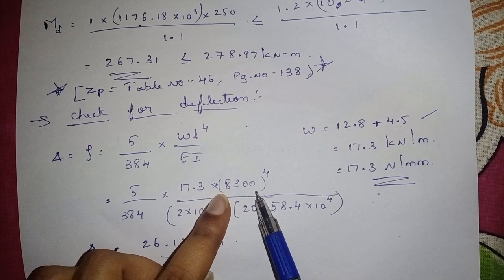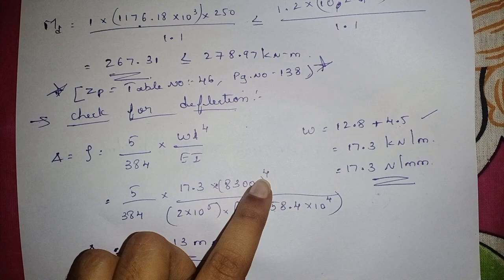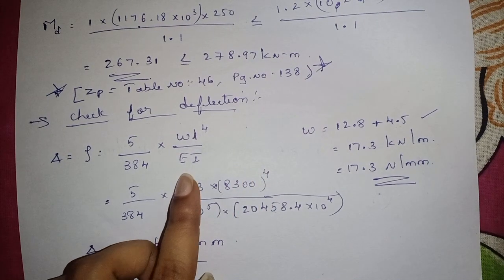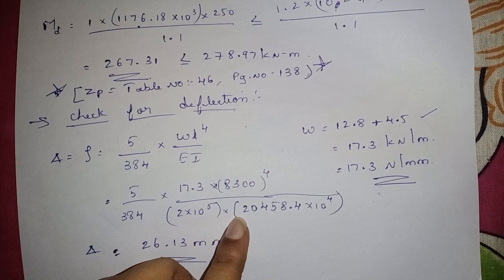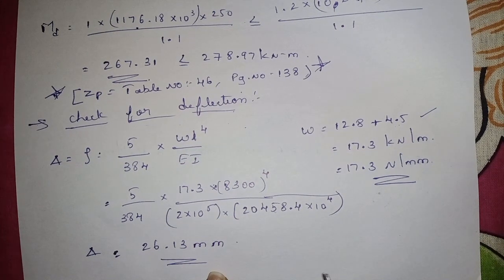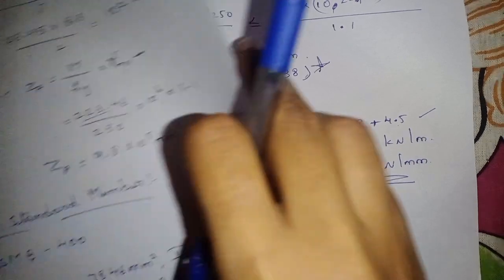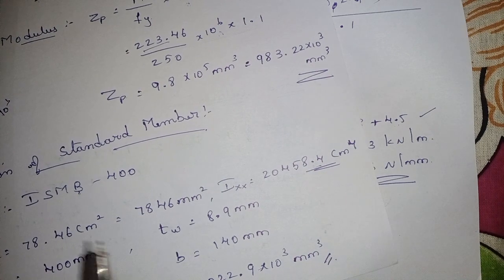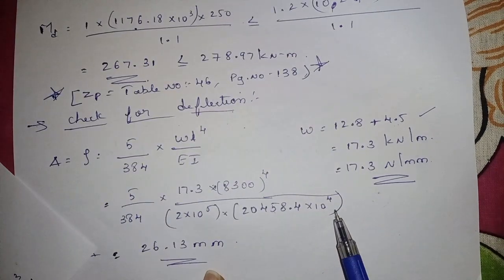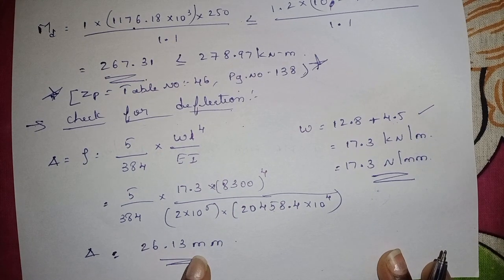So convert into mm, so that into power 4 divided by E. Young's modulus of steel is how much? 2 into 10 raised to 5. I value I have already written from the steel table. You will get it directly from the steel table. IXX is in centimeters. Convert into mm into 10 raised to 4. So that you will get 26.13 mm.